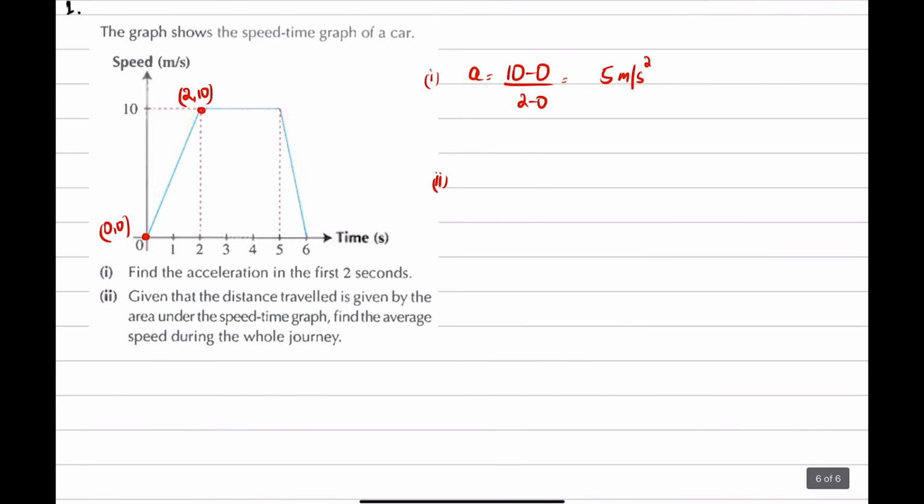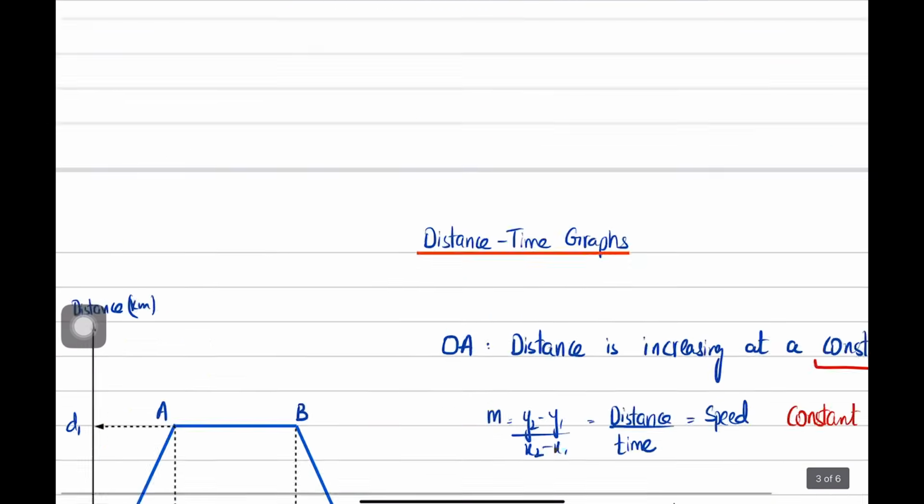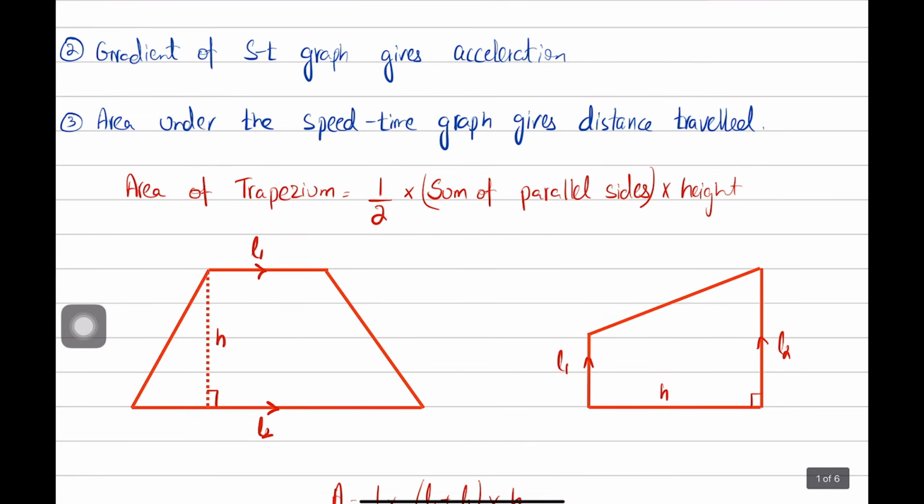Okay. Part 2 says, given that the distance traveled is given by the area under the speed time graph. Okay, so here the question is nice in the sense that it has told us how to calculate the distance traveled. It is through the area, but that's something that you guys should know anyway. Don't expect the question to tell you this every time. So key point number 3, area under the speed time graph gives distance traveled.